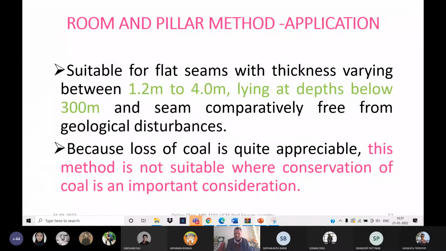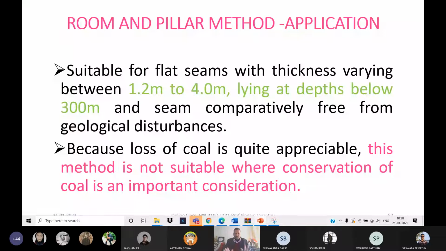Let me continue only with this one slide. In room and pillar, this is the reason why they have given seams lying at depth below 300 meter and comparatively free from geological disturbances. If there are geological disturbances, they cannot have a uniform room size; they have to change it or stop it there. They cannot have 80 meter, 90 meter long rooms. So many things are there. That is the reason they have written it like this.